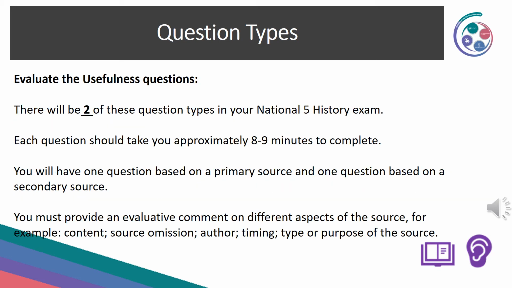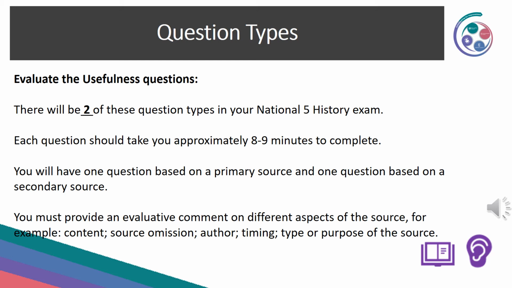We'll now take a look at and evaluate the usefulness question. There will be 2 of these question types in your National 5 History exam, and they can appear in any section of the paper. Each question should take you approximately 8 to 9 minutes to complete. And just like with your how fully question, it's a good idea to underline your source points as you go.